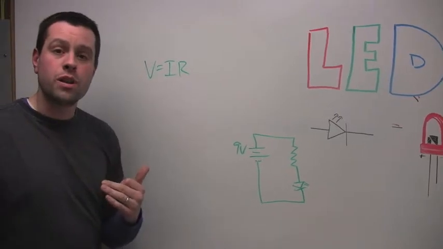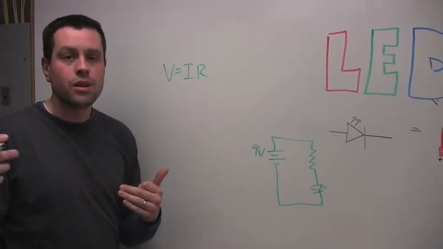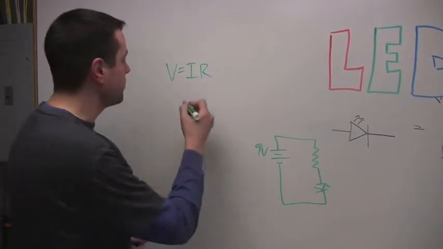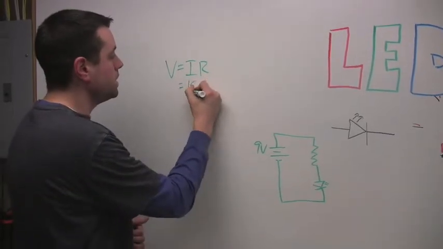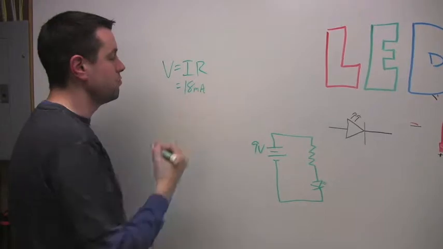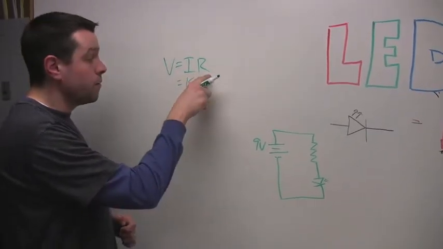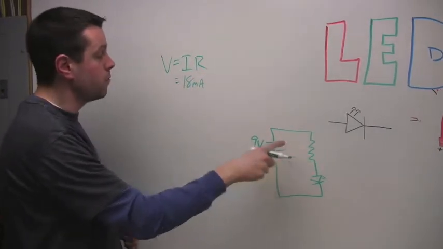Now we don't want to push it all the way to the limit, so let's go something a little under. There's no exact science to this. I'm just giving myself a little bit of a buffer. Let's say 18 milliamps. That's under 20. We should be good there. Now we need to figure out R. That's what we're trying to solve for here.